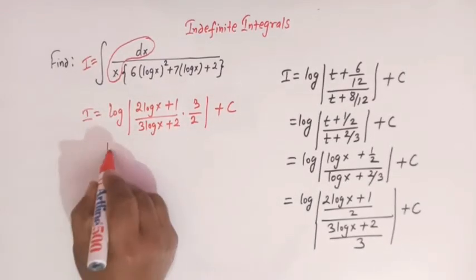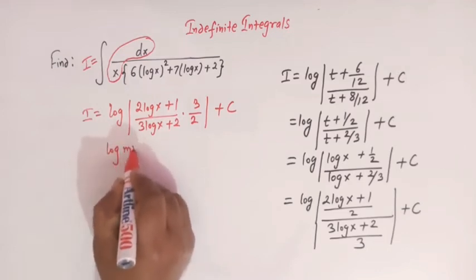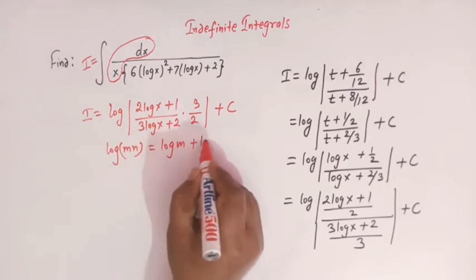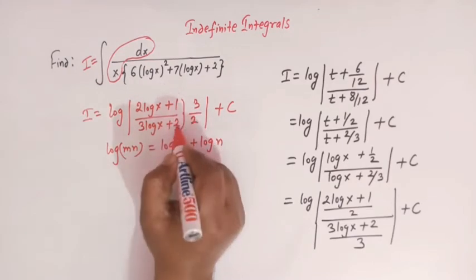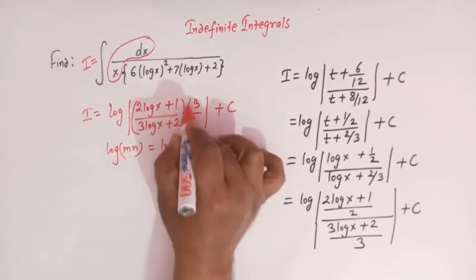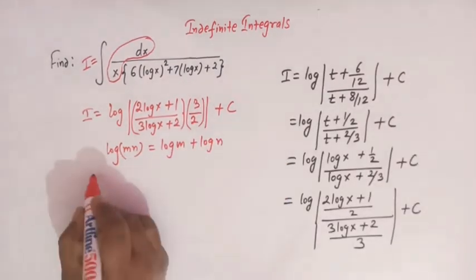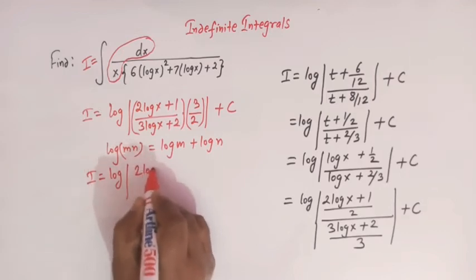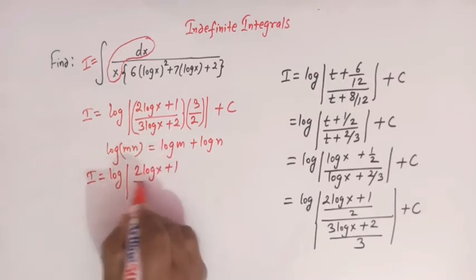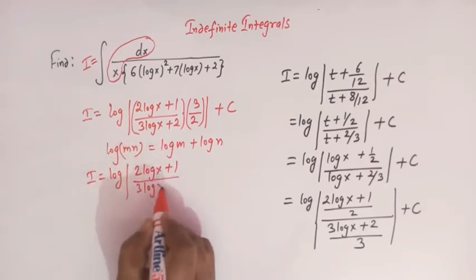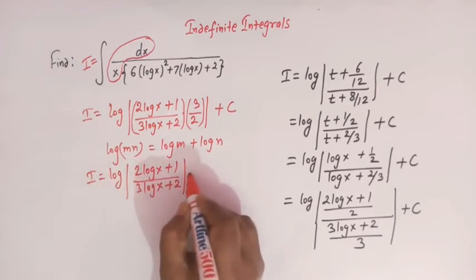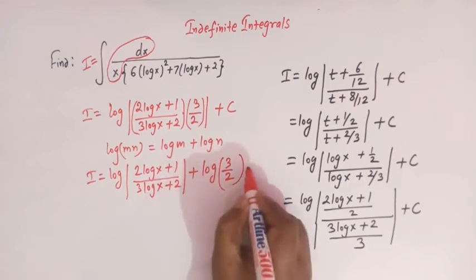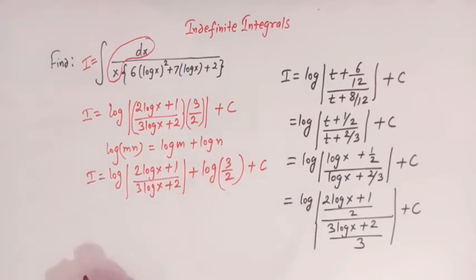And by the properties of log, log mn is equal to log m plus log n. So here we have, this is one term and this is the second one. So now I can be written as log of 2 log x plus 1 over 3 log x plus 2, and plus log of 3 over 2, right? And c is the constant of integration.